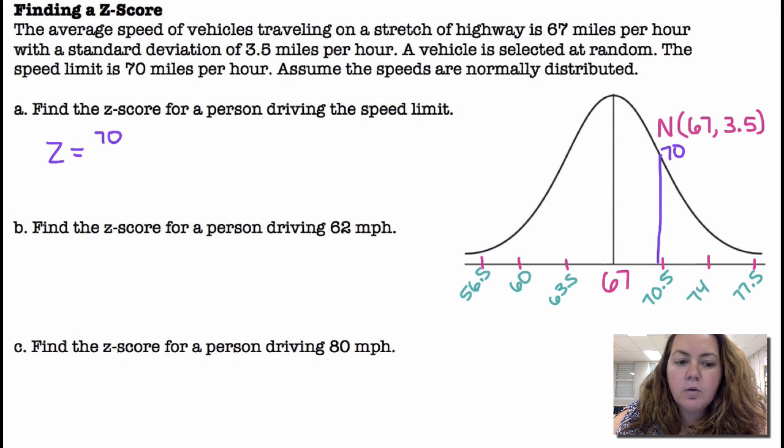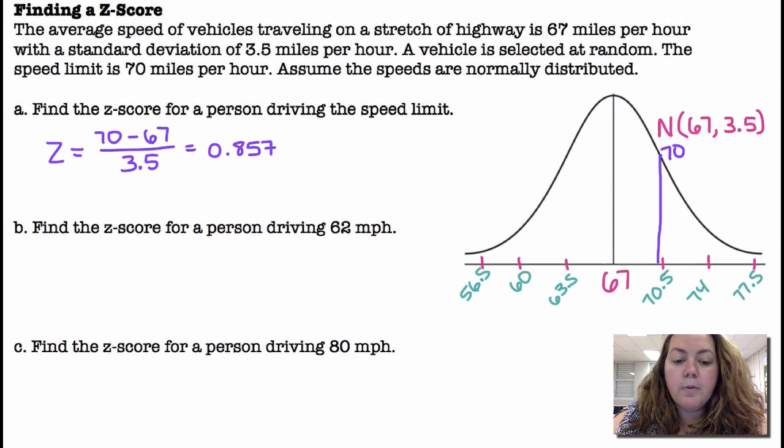All right, so z equals 70, which is my x value, minus my mean, which is 67, divided by my standard deviation, which is 3.5. 70 minus 67 divided by 3.5 gives me 0.857. So that would be my z-score.